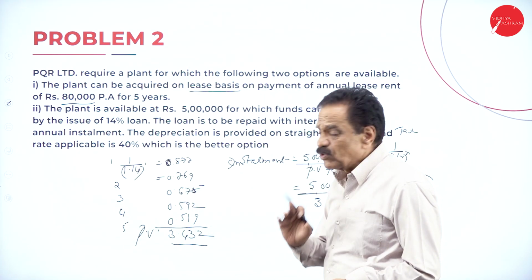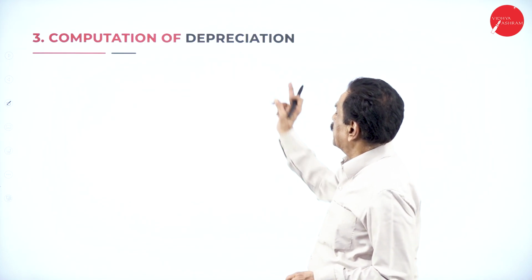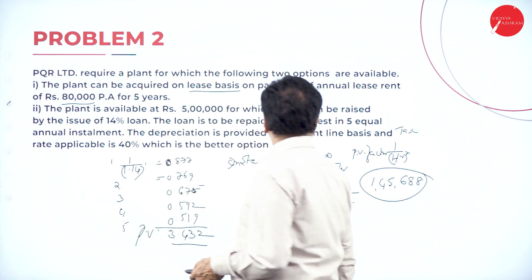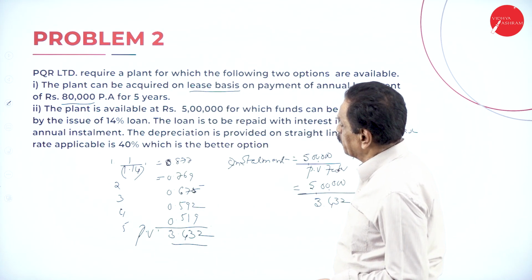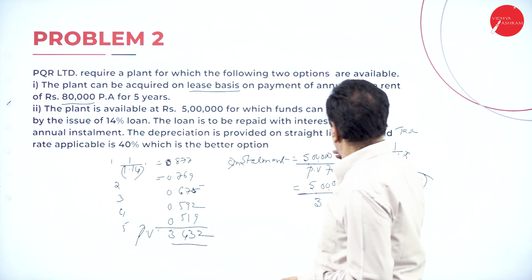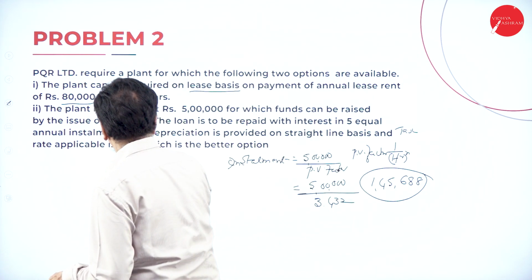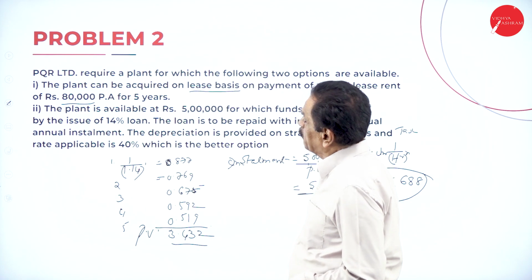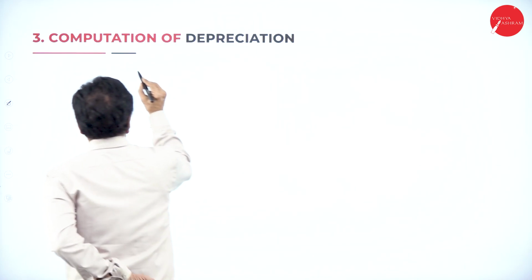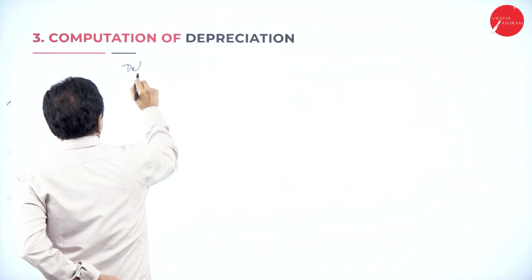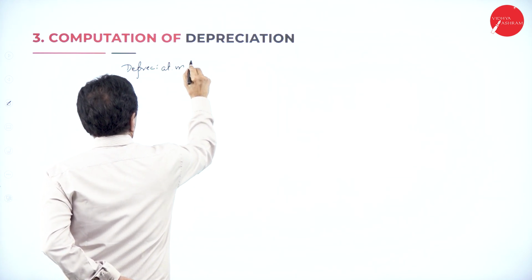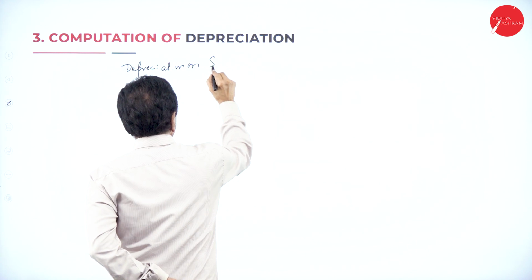Then you have to do the computation of depreciation. What is the total value? 5 lakh, which can be raised by the issue of 14% loan. The loan is to be repaid with interest by equal installments. The depreciation is provided on straight line basis.